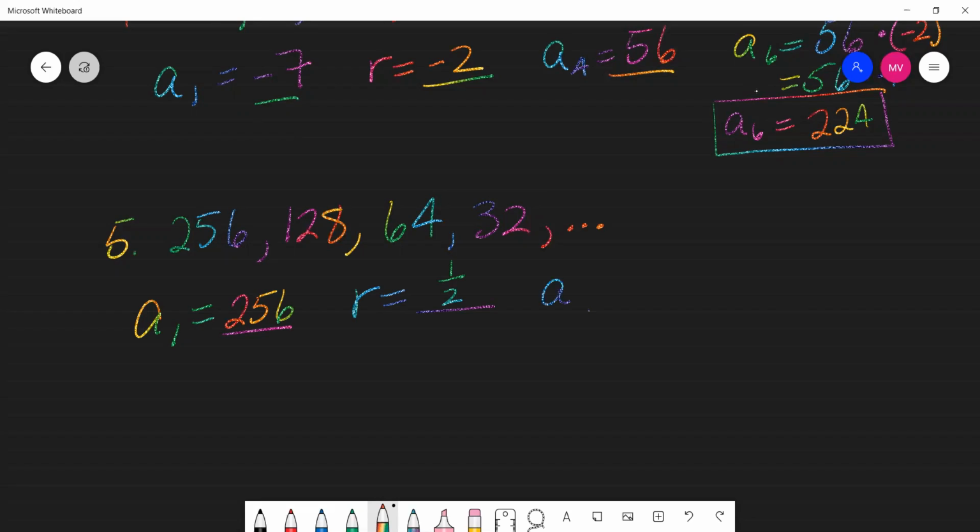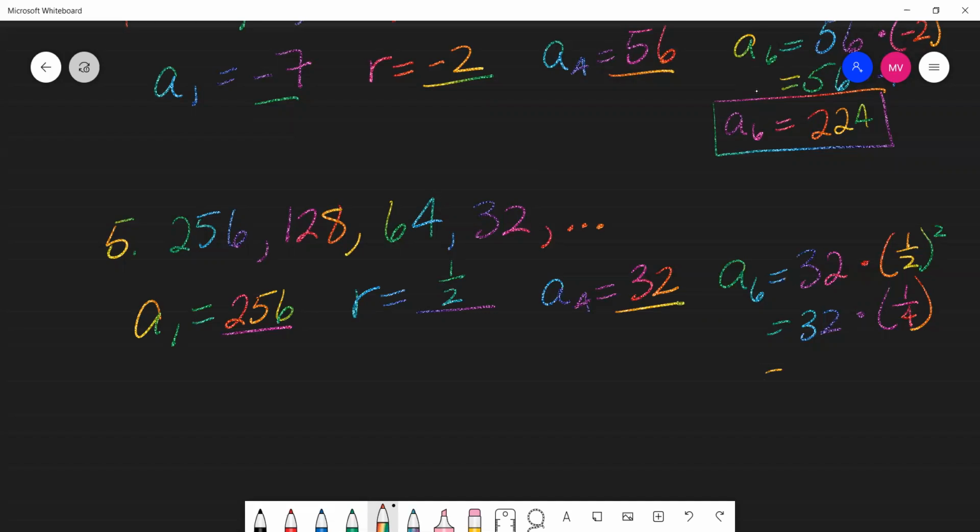And A4 is 32. And A6 is 8. So it's 32, which is position 4, times 1/2 squared. 1 squared is 1 times 1, which is still 1. 2 squared, 2 times 2 is 4. So that really is just 32 divided by 4, which is 8.